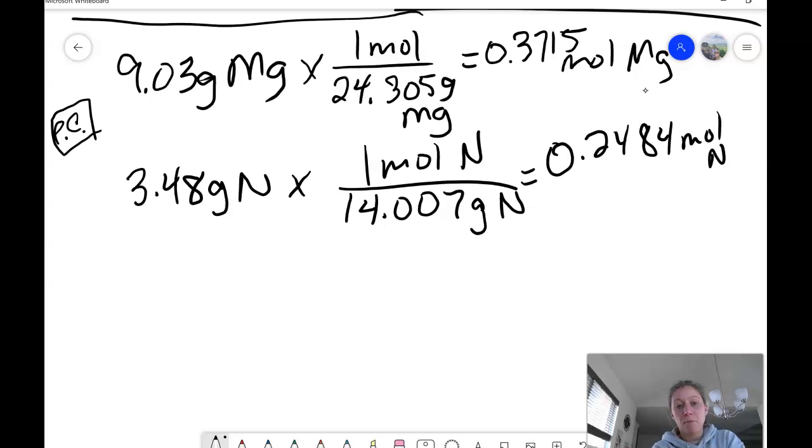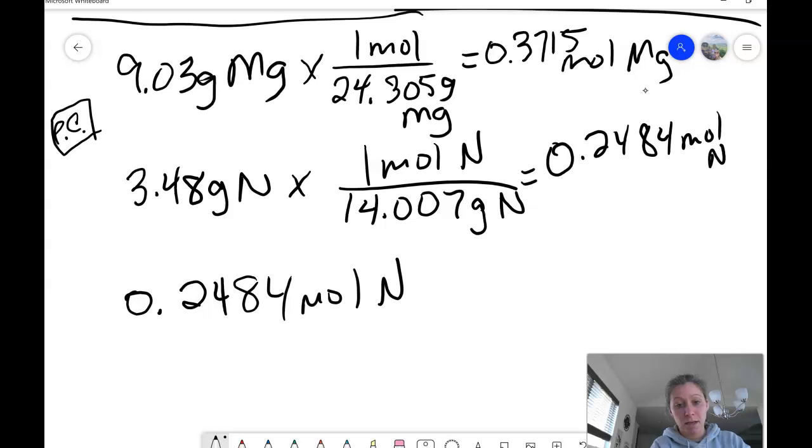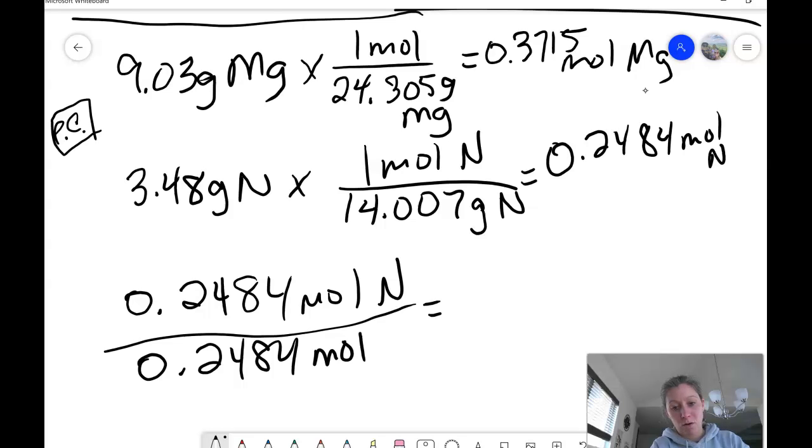You could still use 9.03 grams of magnesium over your total mass to find your percent composition. But I'm trying to show you another way where if I'm given masses, I can actually determine what the formula would be. And it's another way to show you how to get the formula than just magnesium and nitrogen combined, because magnesium has a +2 and nitrogen has a -3. Okay? So once you're to this point with using the molar masses, what you're going to do is take your smaller number, so in this case the 0.2484 moles of nitrogen, and you're going to divide it by the smaller number. And then notice how you get 1.